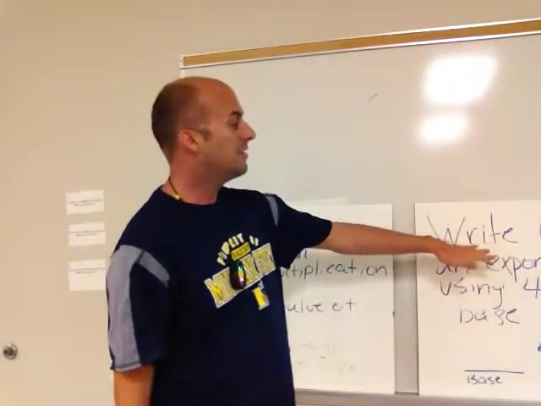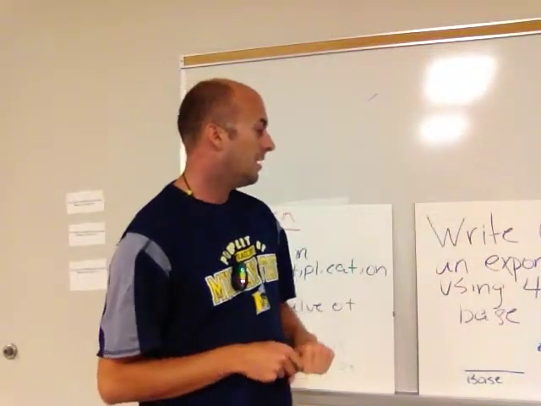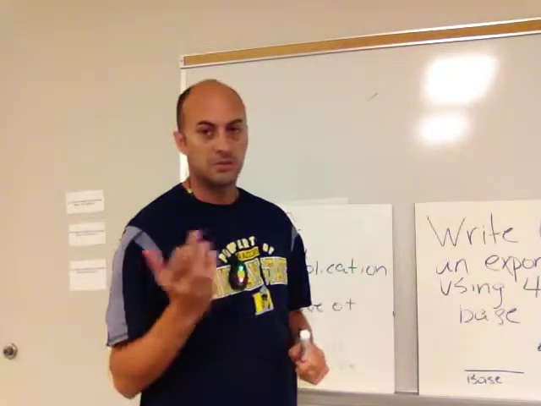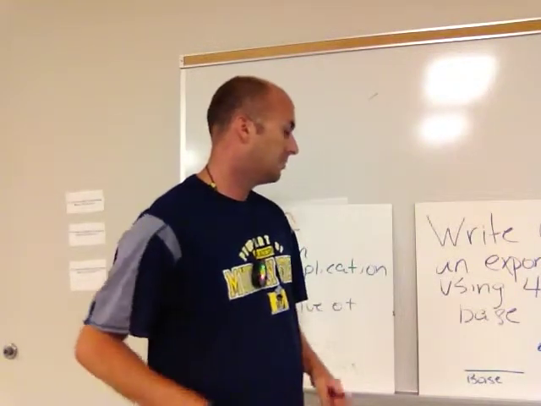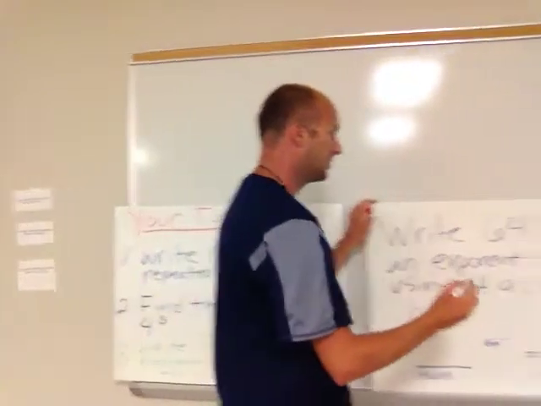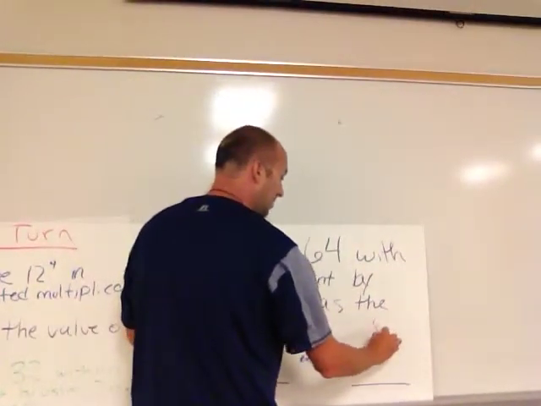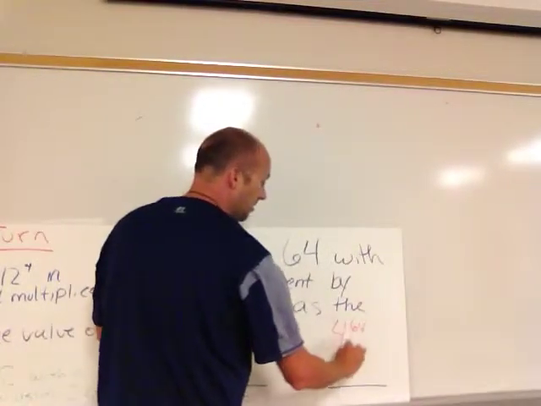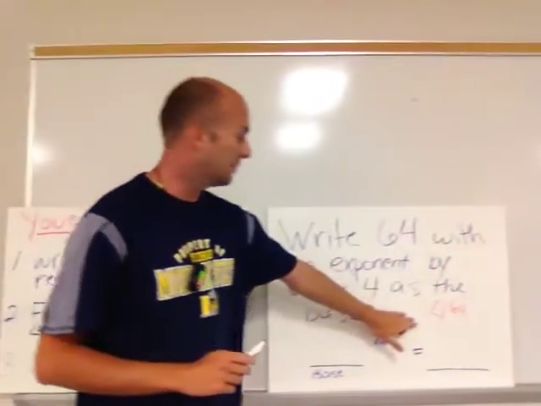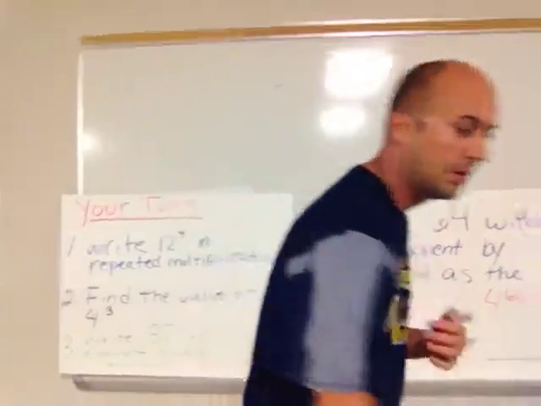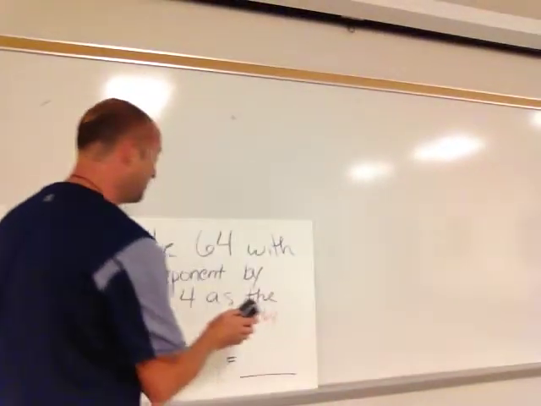Okay? But it says write 64 with an exponent by using 4 as the base. Now, the first thing that a lot of people like to do is they want to say, okay, I got to write 64 as an exponent, so you want this and this. Okay, so I'm not saying 4 to the 64th power. Okay, that's not what we're talking about here. Okay, we're not talking about 4 to the 64th power.